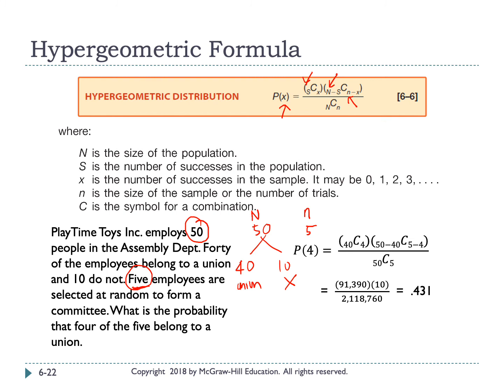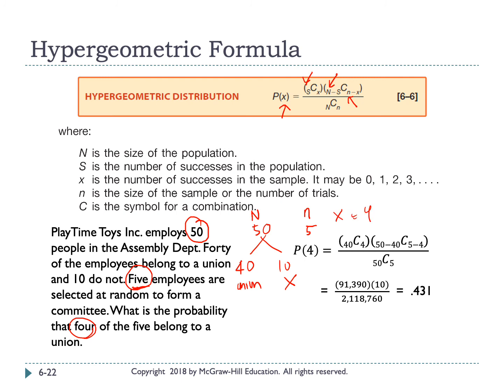And how to find your x? So normally, as I told you in the previous slide, x will be given in the question. So what is the question? What is the probability that 4 of the 5? So you have 4 here. So your x is actually 4.